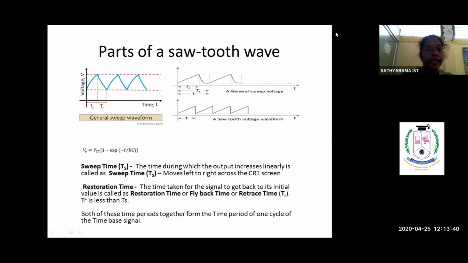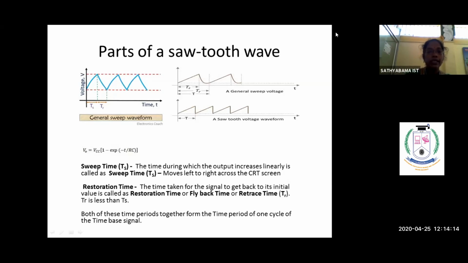You can see here a blue color waveform. Here you see TS and TR. TS is a linear rise and TR is a sudden decrease. TS is called the sweep time. This is the time during which the output increases linearly. This TS is used for the movement of what? Left to right across the CRT screen. And TR is called the restoration time. It is also called the playback time or retrace time. This is the time taken for the signal to get back to its initial value. So always TR is less than TS.